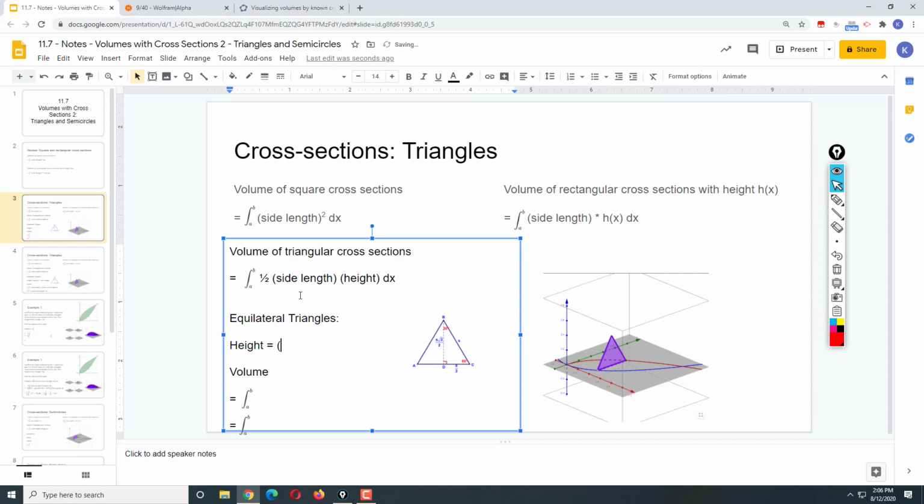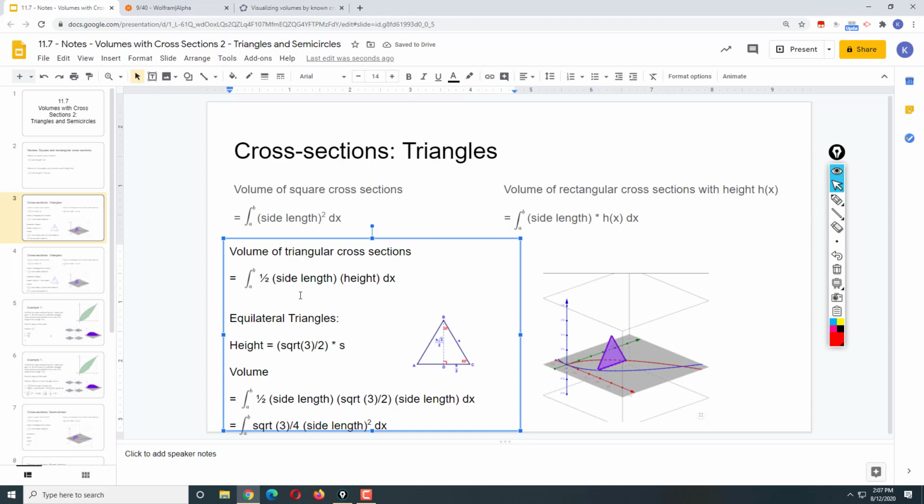For equilateral triangles, the height of an equilateral triangle with side length s is going to be square root of 3 over 2 times s. So for equilateral triangles, the volume will be 1/2 times side length times square root of 3 over 2 times side length again, dx. In other words, the area is going to be square root of 3 over 4 side length squared dx.